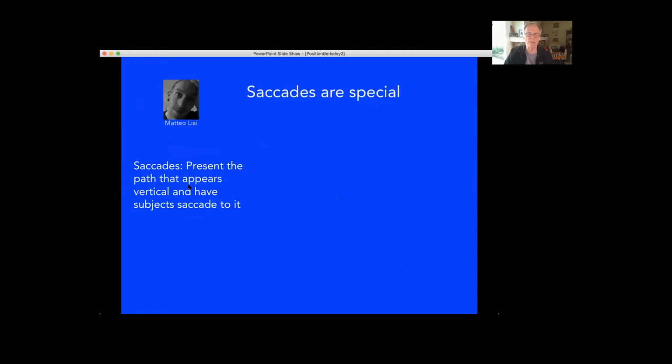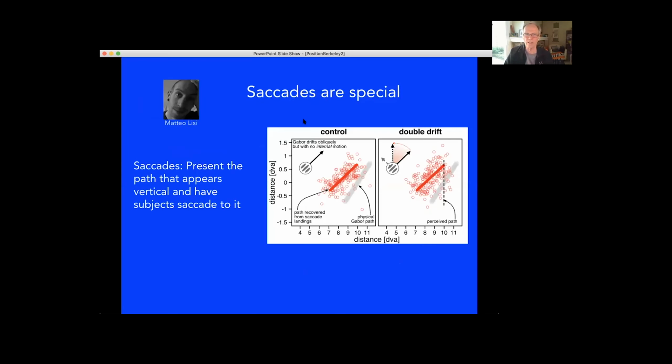What Matteo did was he presented a stimulus that appeared to move to the subjects up and down vertically, and then asked subjects just to saccade to it. And over here is the control. There's no internal motion, no illusion. Here's the physical path, the gray bar. The little red spots are the landing spots of the saccades triggered at different moments during the trajectory of the Gabor up and down. And they all fall pretty parallel. There's of course an undershoot. The fixation point was over here. There's an undershoot as there is for all saccades.